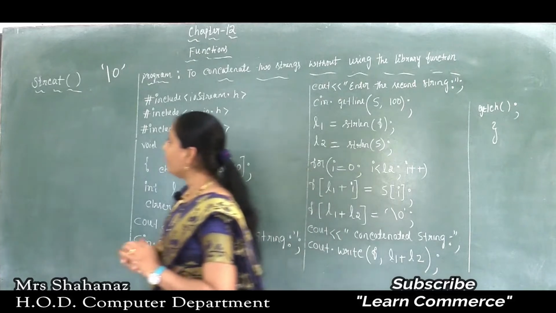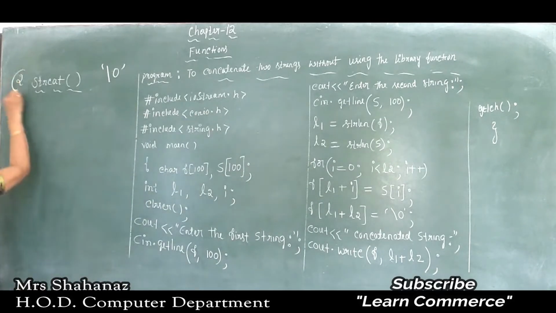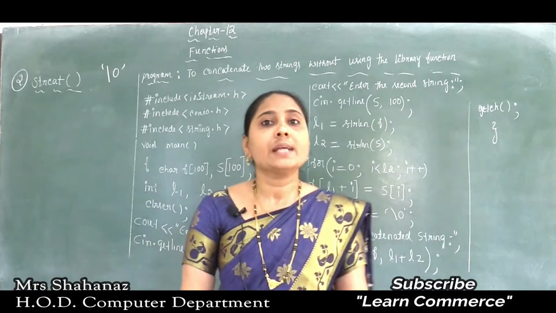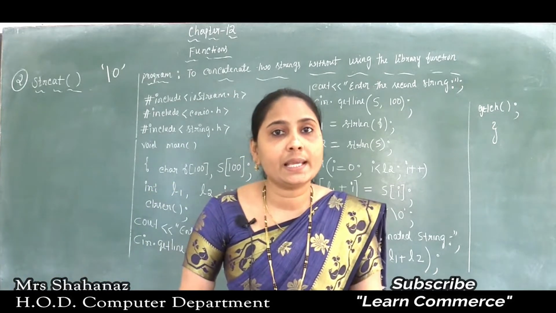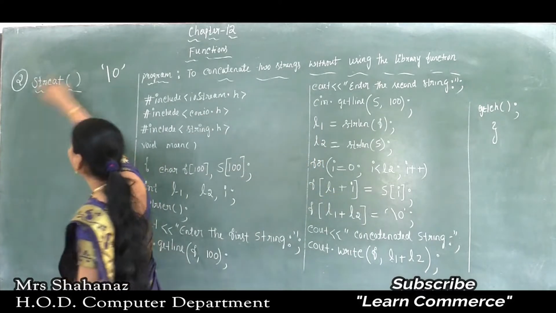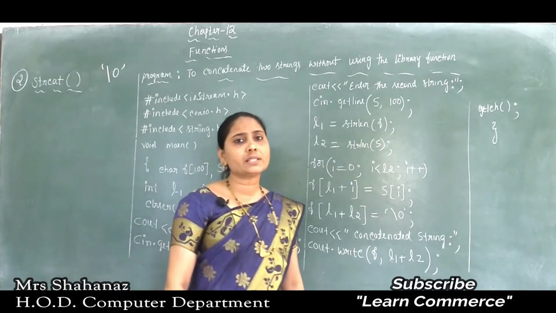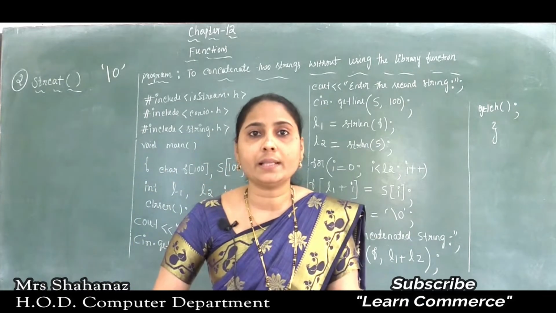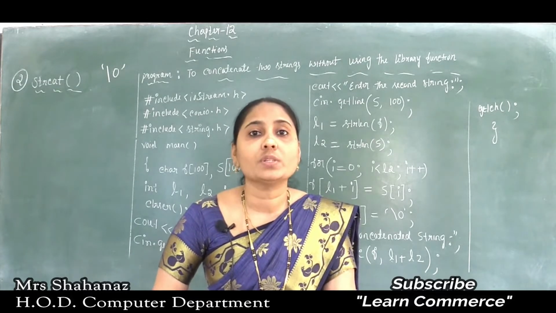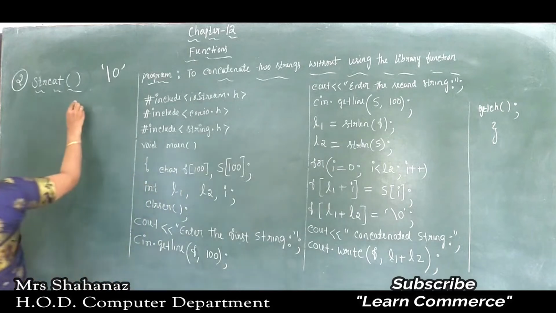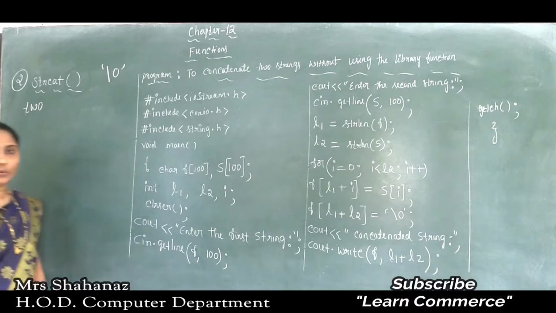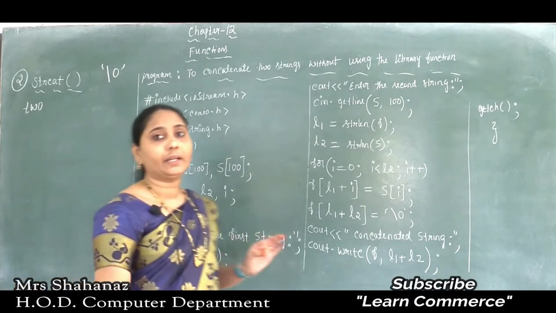Now let's go for the second function of the string, which is called Strcat, with open and close parentheses. So what about the Strcat function? This function is used to concatenate two strings. I am using the spelling T-W-O here, not just the word to. Clear? To concatenate two strings.